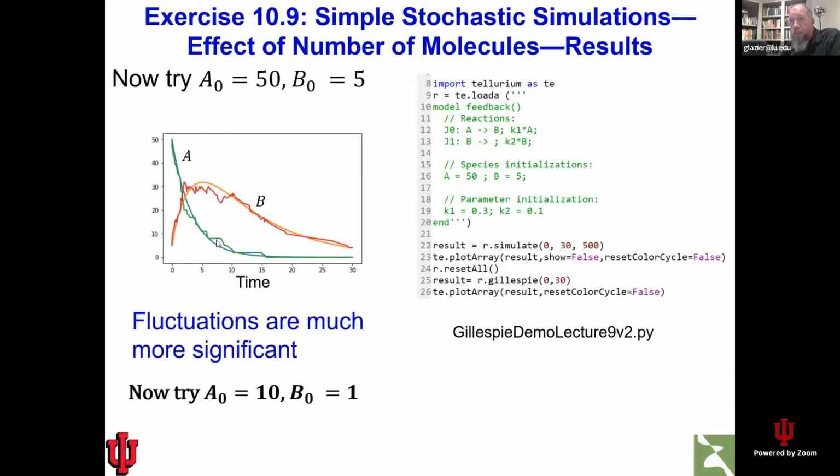Yeah, it's much more significant and it's a lot noisier, but the basic outline is still reasonable. Especially if I look at the A curve, it looks pretty much the same. They follow each other. Now try A naught equals 10, B equals 1. What happens?